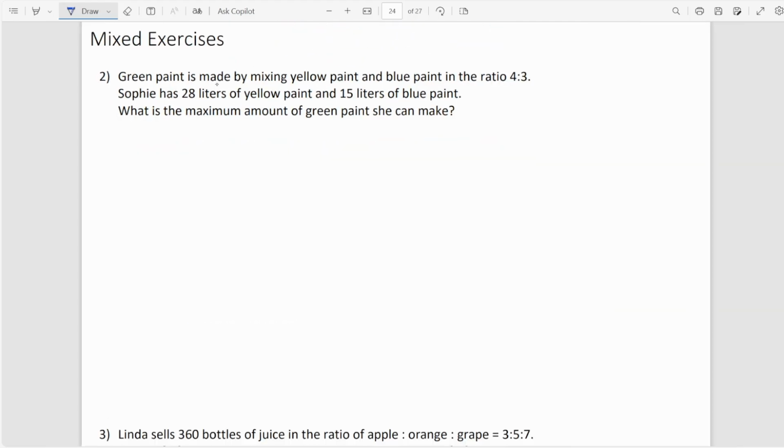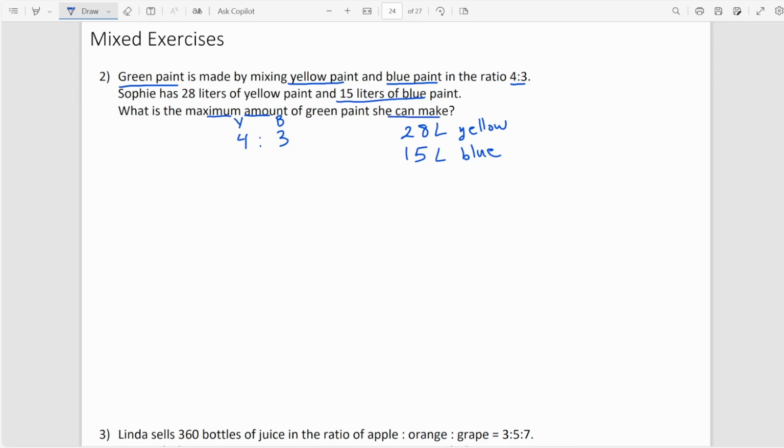Green paint is made by mixing yellow paint and blue paint in the ratio 4:3. Okay, so this is the ratio 4:3 between yellow and blue. Sophie has 28 liters of yellow paint. So we have 28 liters of yellow and 15 liters of blue paint. So 15 liters blue. What is the maximum amount of green paint that she can make?